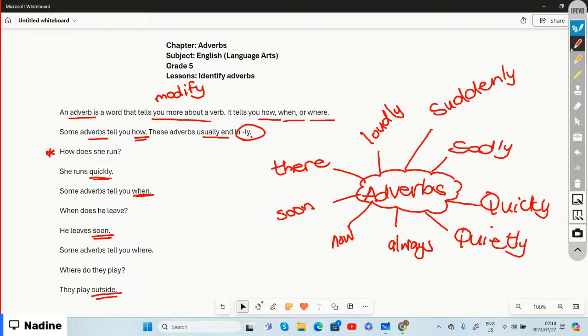And remember the adverbs that end with ly, those are adverbs that tell us how. It tells us how something is being done, how you're doing something, right?